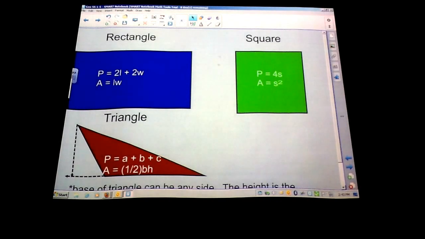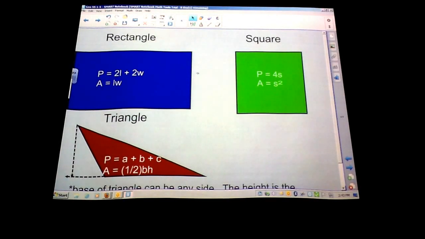All right, let's go ahead and move on. We got some formulas since the title was using formulas. For a rectangle, we can find its perimeter by taking 2 times the length plus 2 times the width. Or we could find its area by taking the length times the width.